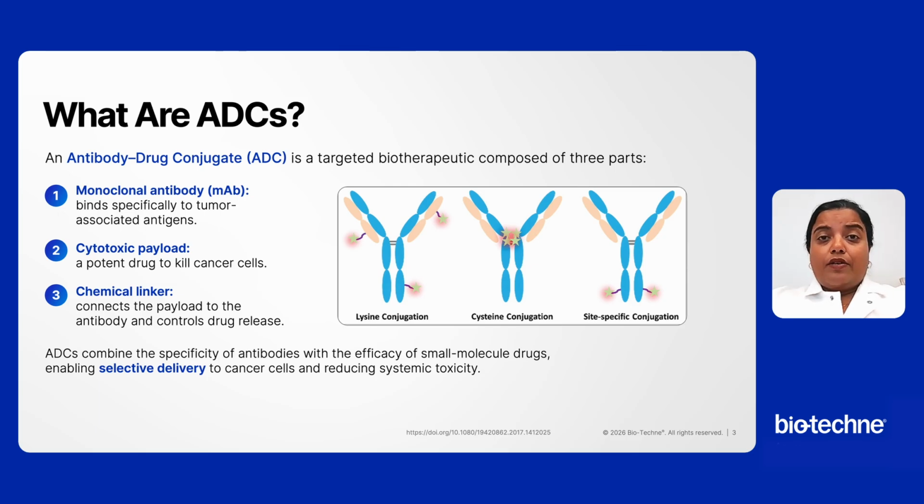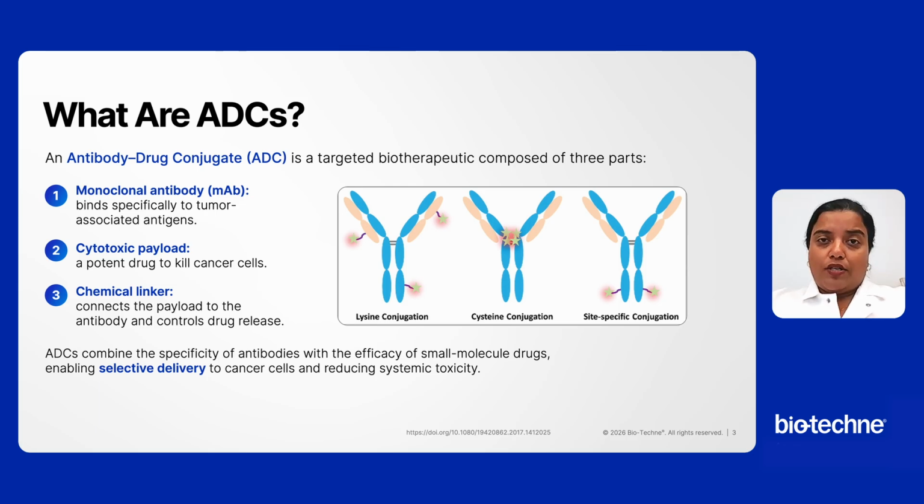Another characteristic which is key for an ADC structure is a linker. It could be either a cleavable linker, for example an acid-sensitive or a protease-cleavable one, which allows the drug release within the target cells. Or it could be a non-cleavable linker, where the payload remains attached and is released only through the antibody degradation. ADCs combine the specificity of antibodies with the efficacy of small molecule drugs, enabling selective delivery to cancer cells and reducing systemic toxicity.